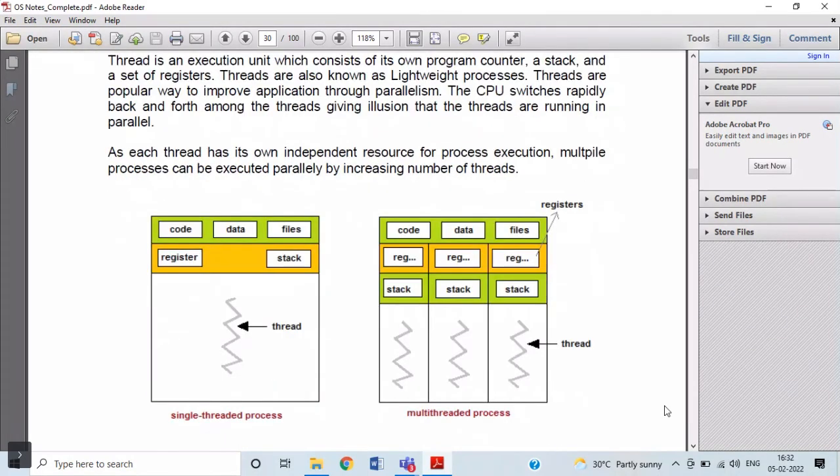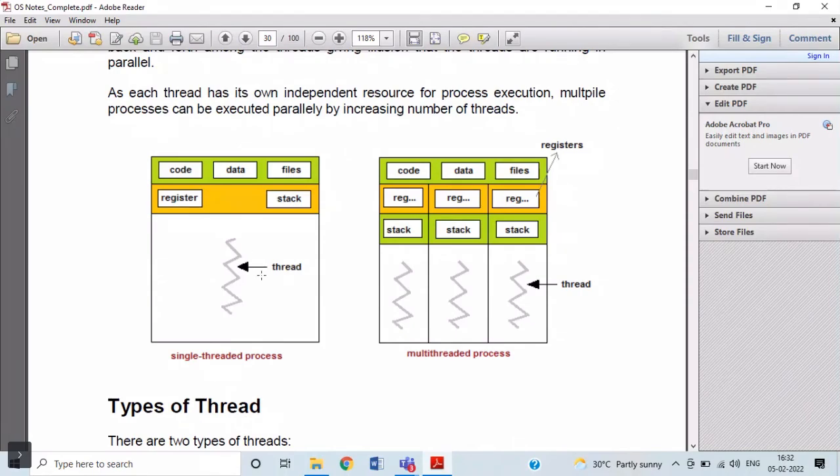These are some of the types of thread: single-threaded process and multi-threaded process. In a single-threaded process, only one thread is there in the process. This is a multi-threaded process, where a particular process is divided into 3 threads, and each thread has its own register, stack, and code, data, files, etc.